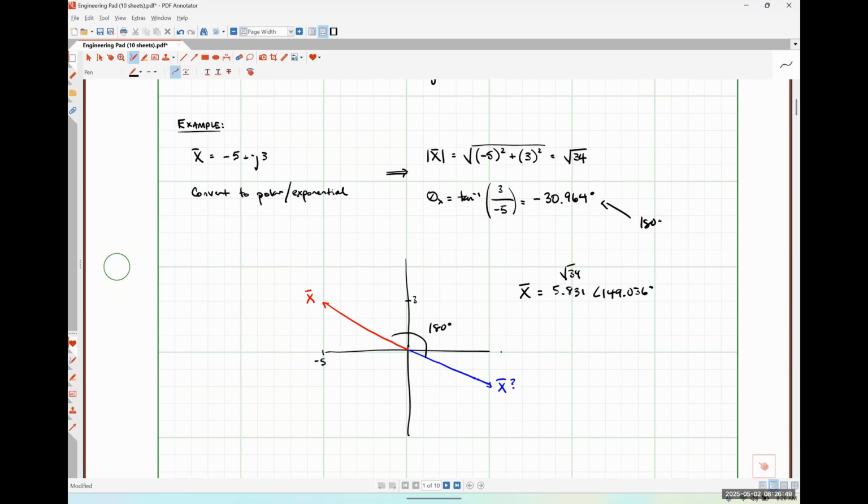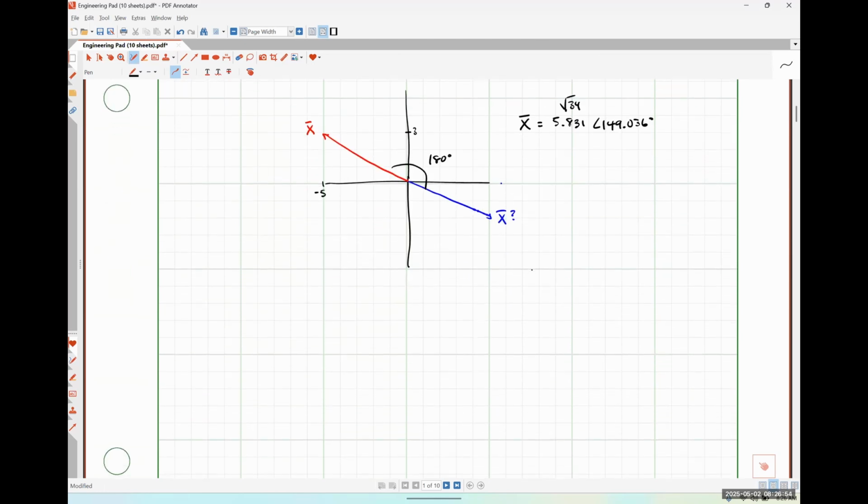So let's talk about mathematical operations now. The first operation that I want to talk about is the complex conjugate operation, and it is the only operation that is strictly for complex numbers that we're going to be dealing with. Okay. So the complex conjugate operation is designated by an asterisk.